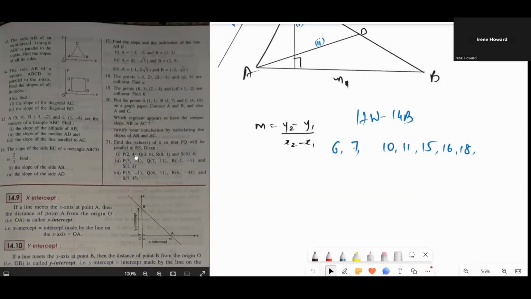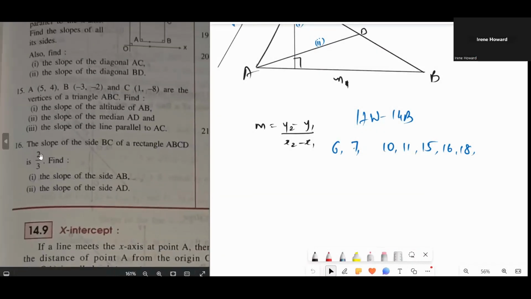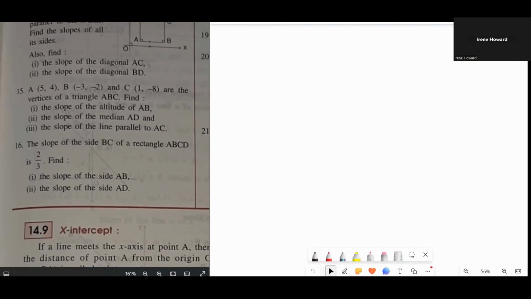Okay, so let's see question number 16. The slope of the side BC of a rectangle ABCD is 2 upon 3. Find the slope of the side AB. So ABCD is the rectangle and they're saying the slope of the side BC. Where is BC? This is BC. The slope of BC we'll call M1. The slope is 2 upon 3. What is the slope of the side AB?